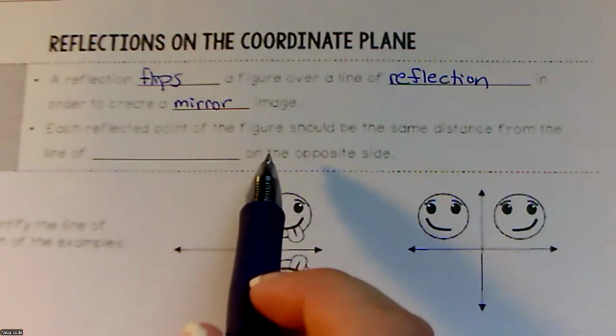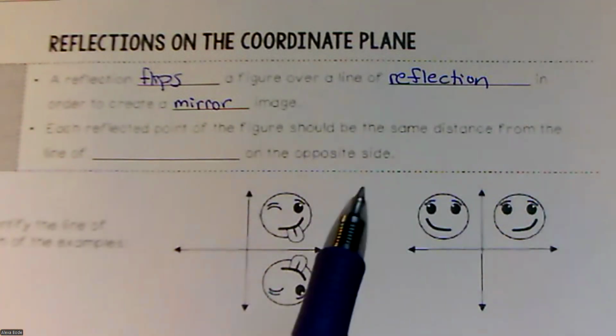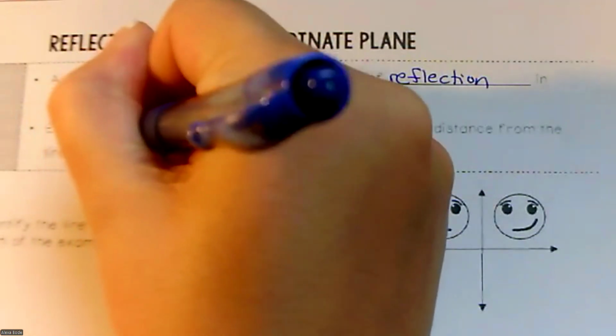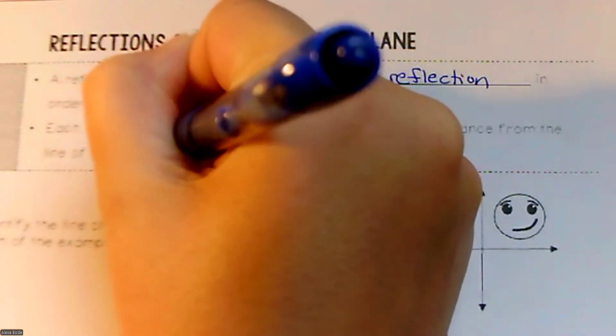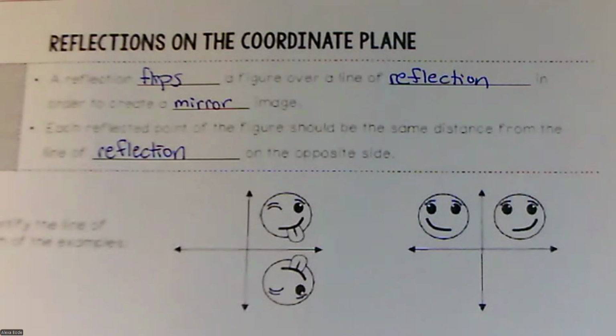Each reflected point of the figure should be the same distance from the line of reflection on the opposite side. So this is what I was talking about last week when I discussed being just as far away from the mirror or being just as far away from the center line on a basketball court or the line of scrimmage on a football field. Whatever is on one side, the image has to be the same distance on the other side.